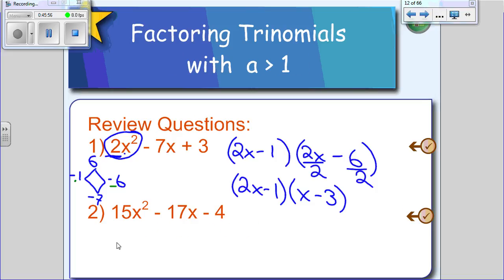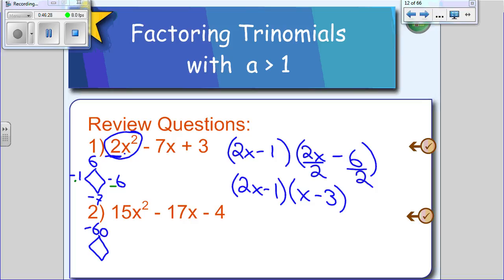So then my next step is that I need to do my diamond method. So I draw a little diamond, which never looks like a diamond. The top number is a times c, so 15 times negative 4. So I need negative 60 up here. The bottom number is always your b value, which is just negative 17. The side values are things that multiply to be 60 and add to be negative 17.